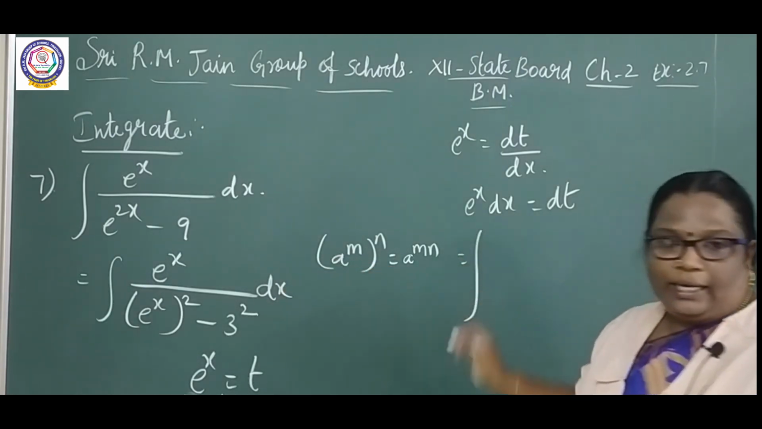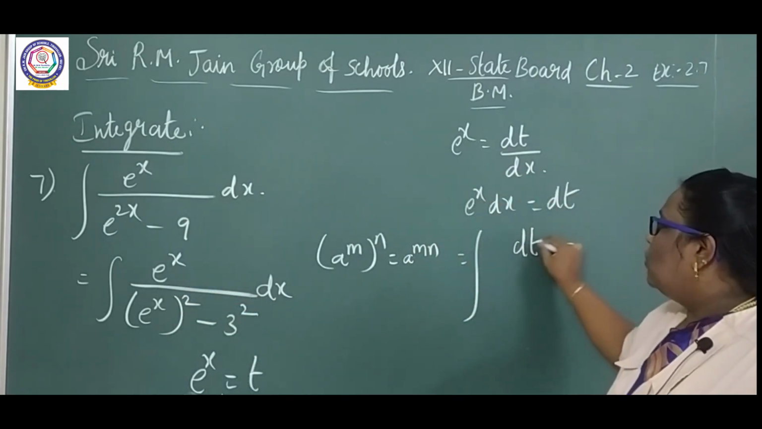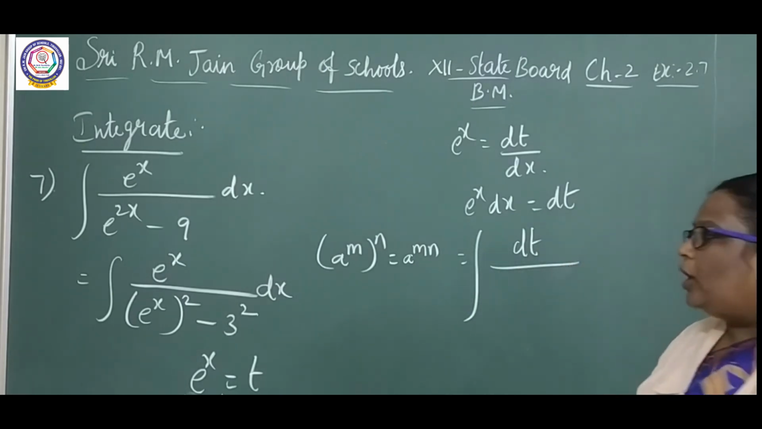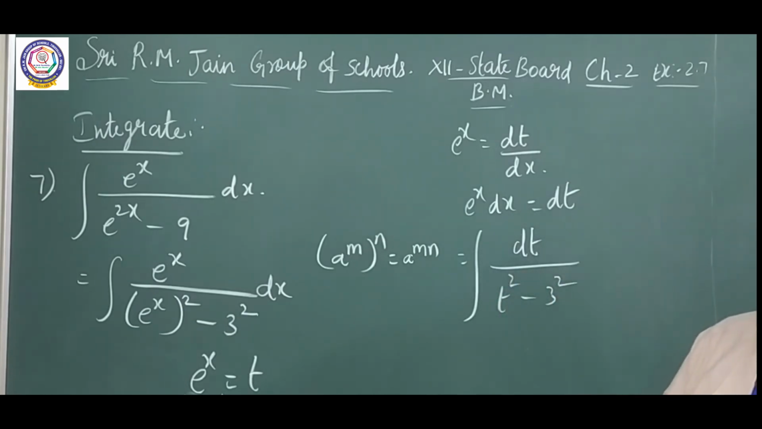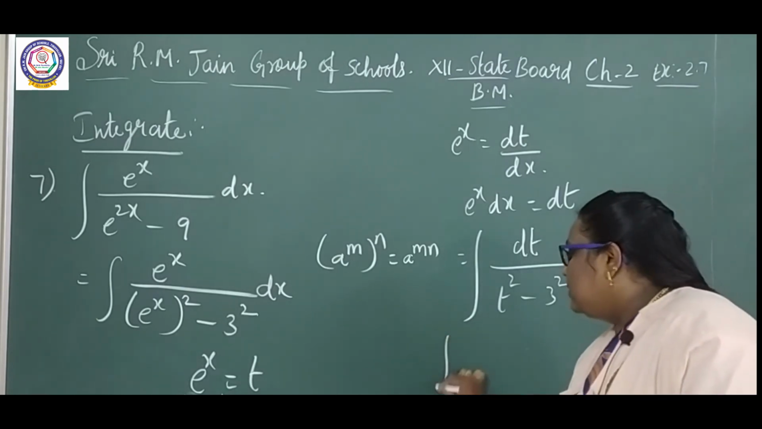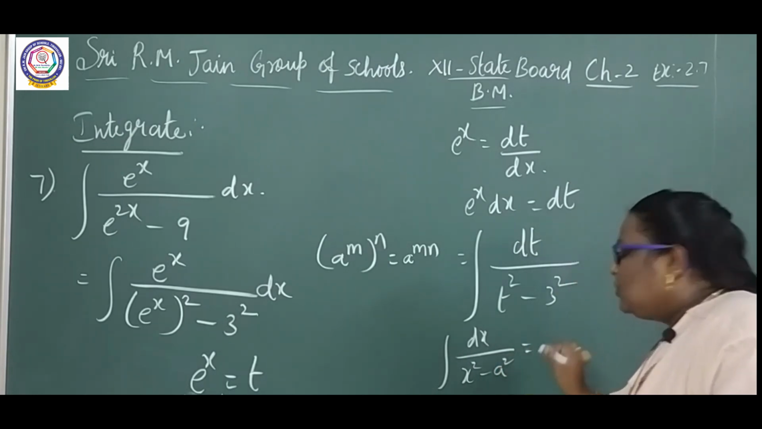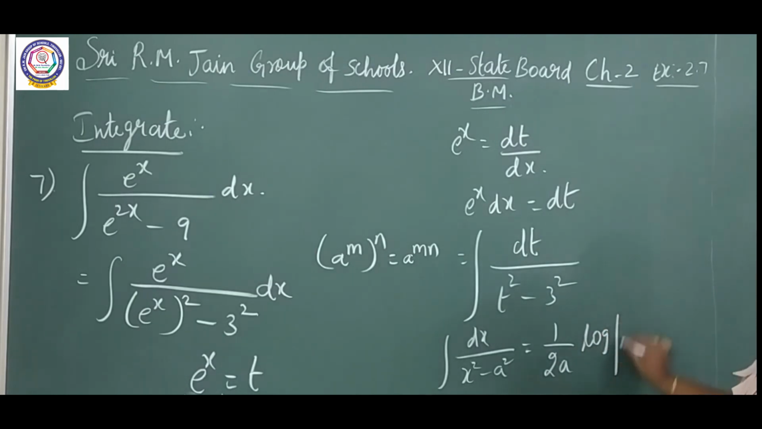It gives integral e power x into dx. E power x into dx is nothing but what? dt by e power x is what? t. t square minus 3 square. So, what is the formula? dx by x square minus a square equal to 1 by 2a log of modulus of x minus a by x plus a plus c.